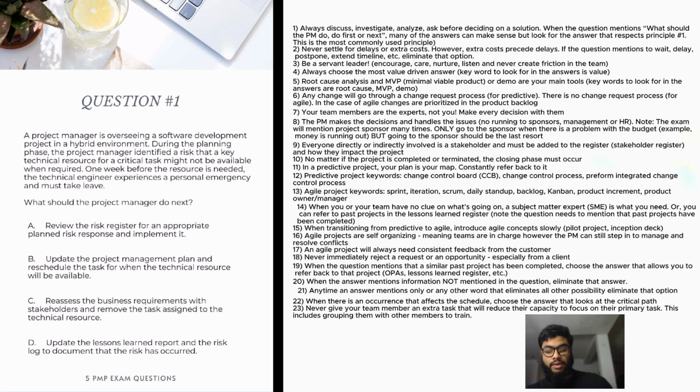Question number 1, a PM is overseeing a software development project in a hybrid environment. During the planning phase, the project manager identified a risk that a key technical resource for a critical task might not be available when required. Once 1 week before the resource is needed, the technical engineer experiences a personal emergency and must take leave. What should the project manager do next?